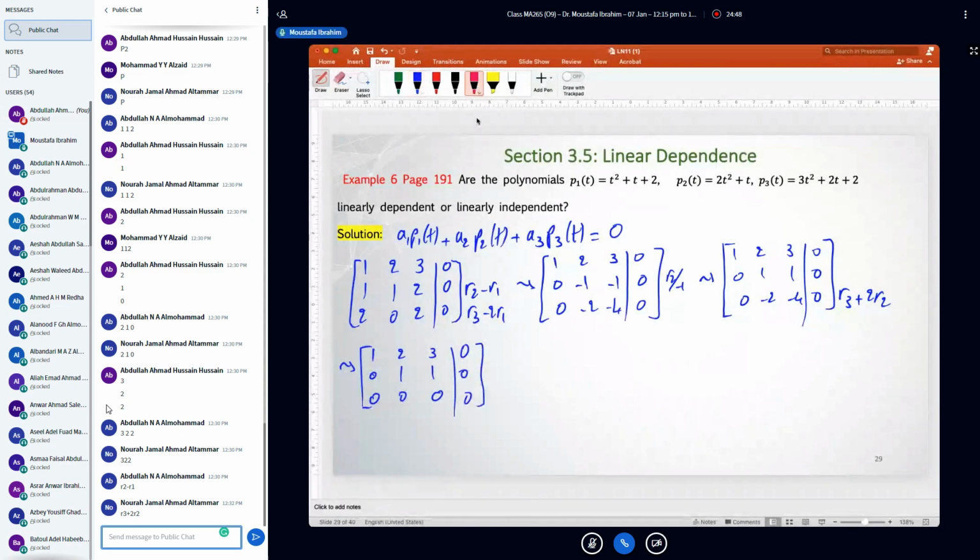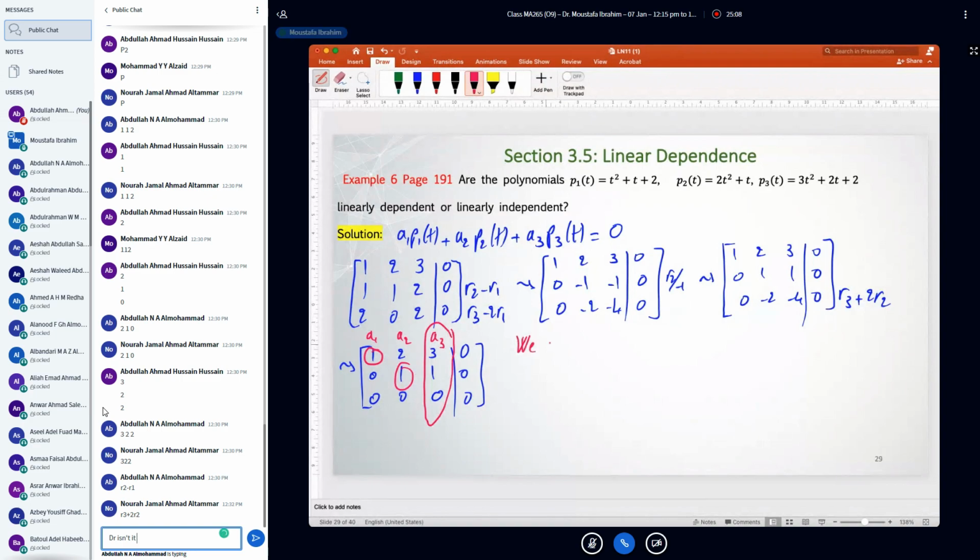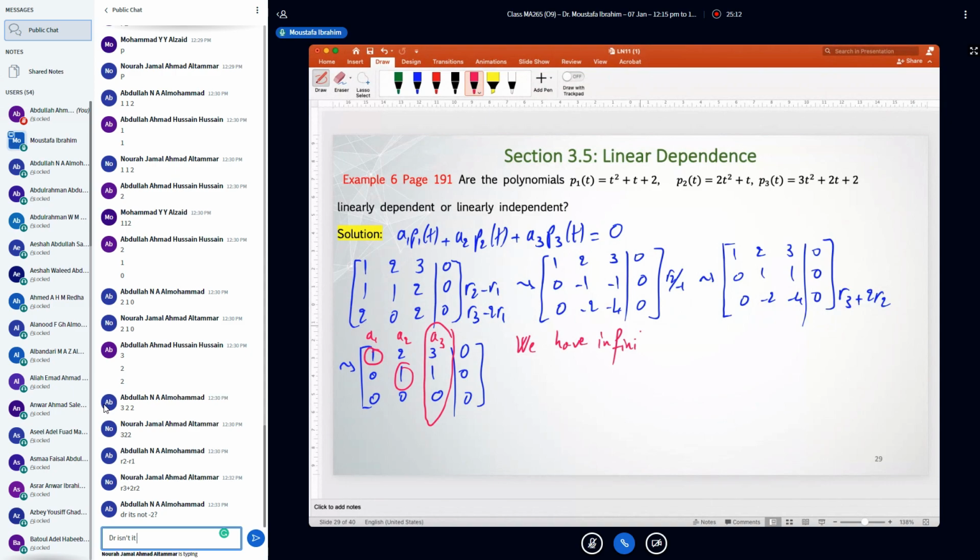Again here, let's check what we have. So we have A1, A2, A3 as variables. The first leading one is here, the second leading one here, and we don't have a third leading one. So A3 does not have a leading 1. So we have infinitely many solutions.